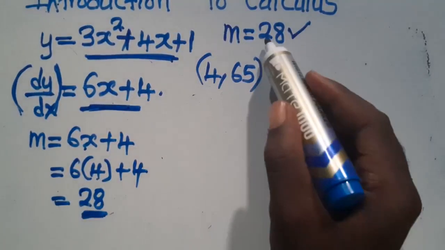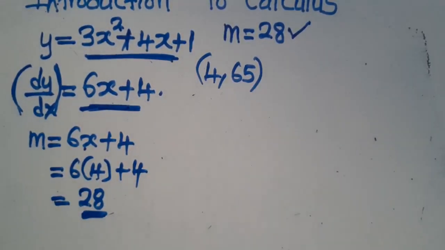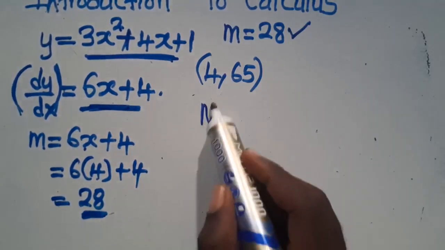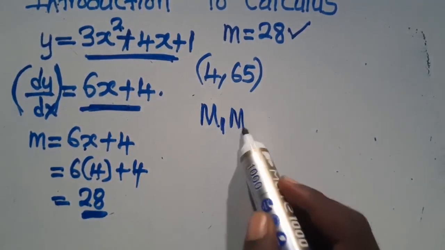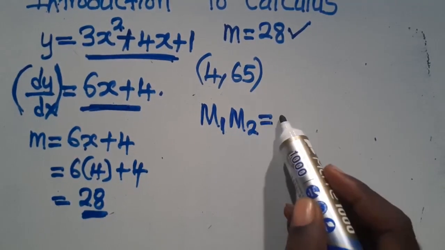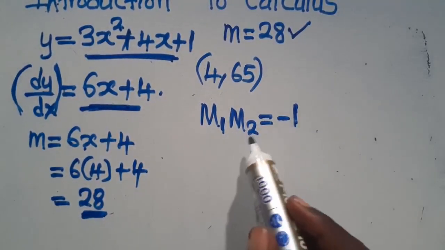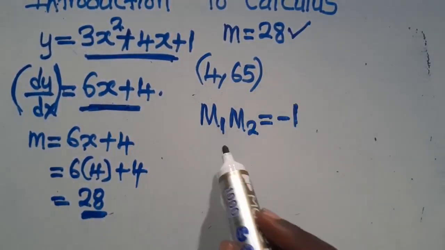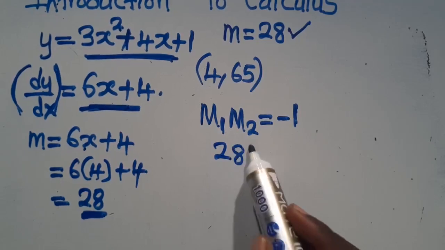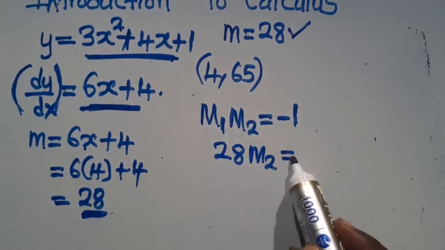You get that gradient. The equation of the normal and the equation of the tangent are perpendicular to each other, meaning that they make a 90 degrees angle. And if you multiply their gradients, you get negative 1, meaning gradient 1 times gradient 2 is negative 1. So here, you need to find gradient 2. Gradient 1, you already have 28 there, m2 equals negative 1.